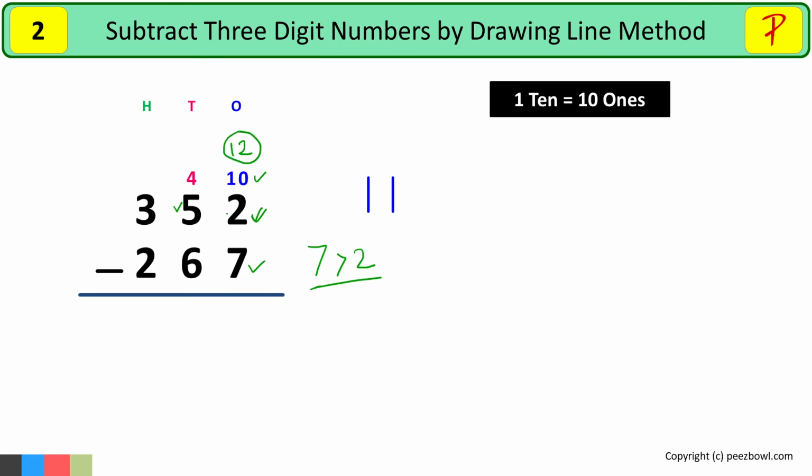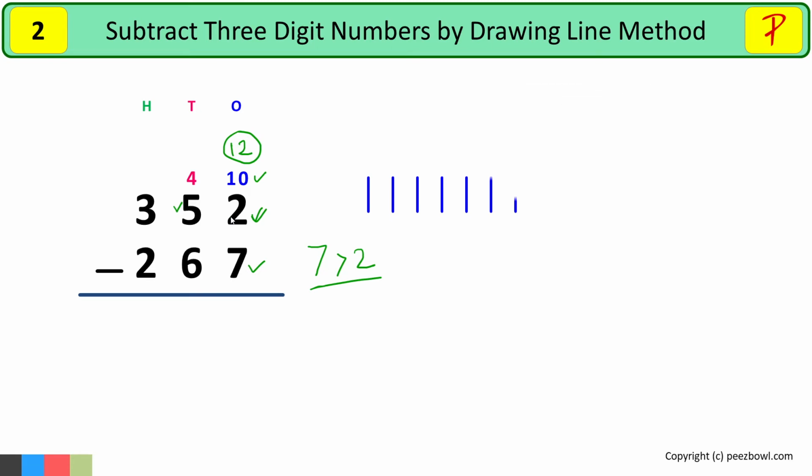Now we need to draw 12 lines to show number 12. As we already have 2 lines, I will draw 10 more lines to show number 12. Okay, here we have 12 lines to show number 12. In 267, there is 7 at the ones place, so we will subtract 7 from 12. Okay, I cut 7 lines, 1, 2, 3, 4, 5, 6 and 7 lines.